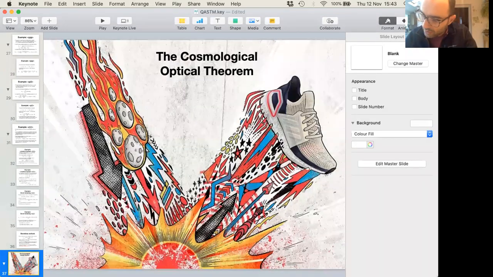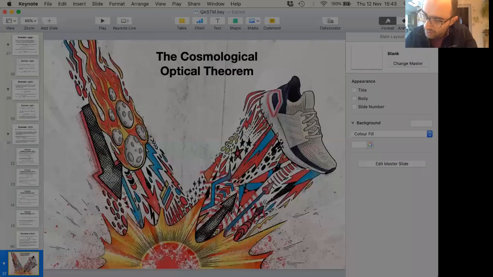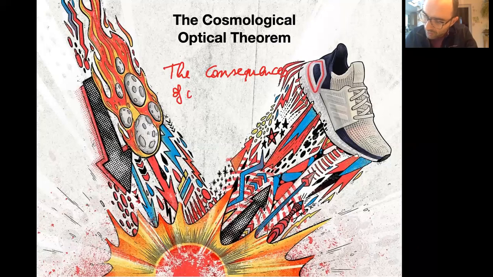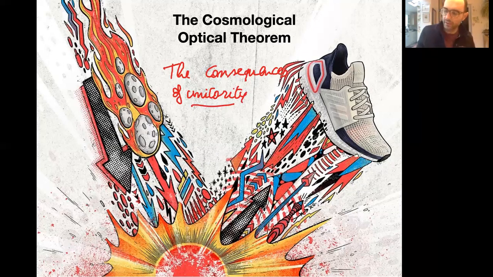The consequences of unitarity. Just as in particle physics, the simplest consequence of unitarity is the optical theorem. That's what I'm going to derive here, but I'm going to derive it for correlators.